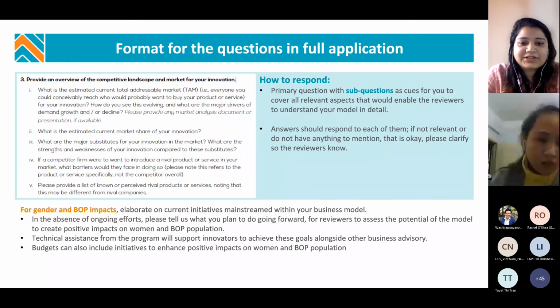In addition to the sections that we have, which we'll go through in detail in the next slide, I just wanted to mention something on the gender and BOP impacts. One of the key objectives of this program is to focus on gender equality and impact on BOP populations. You can elaborate on the current initiatives mainstreamed within your business model, but in the absence of the current efforts, you can also tell us about the plans of integrating these dimensions going forward.